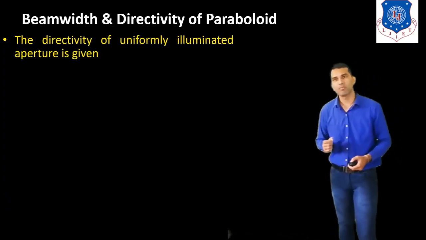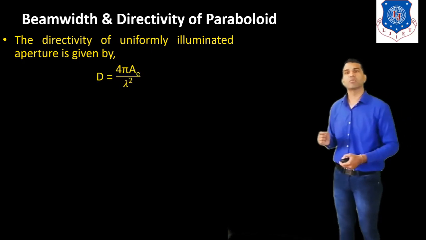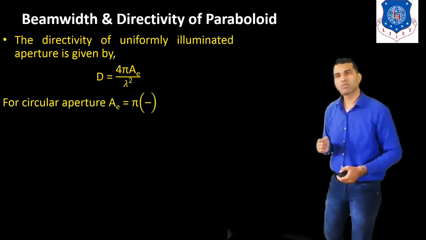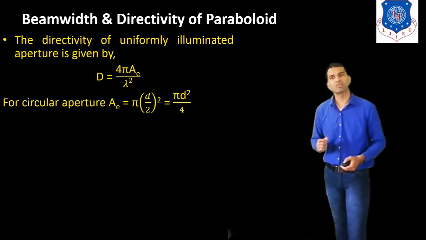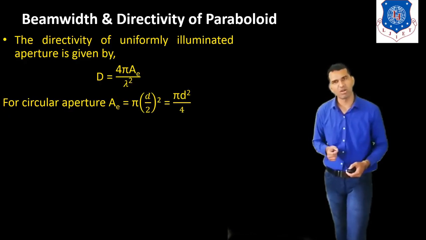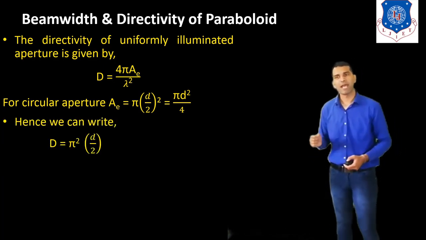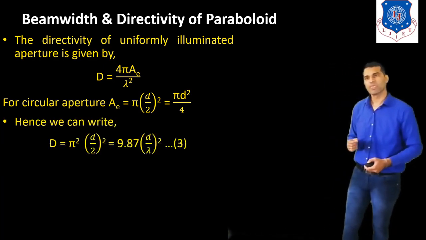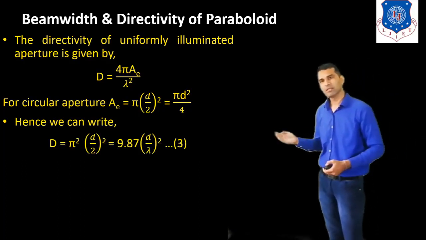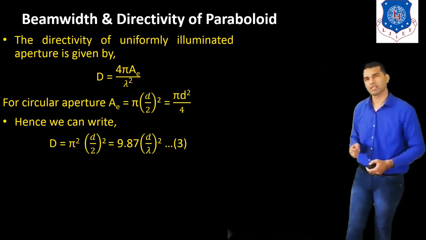The directivity of a uniformly illuminated aperture is given by D = 4π Ae/λ². For a circular aperture, Ae = π(d/2)², that is πd²/4. Hence, we can write the directivity equation as D = π²(d/2)²... so when we solve this, we get D = 9.87 (d/λ)².